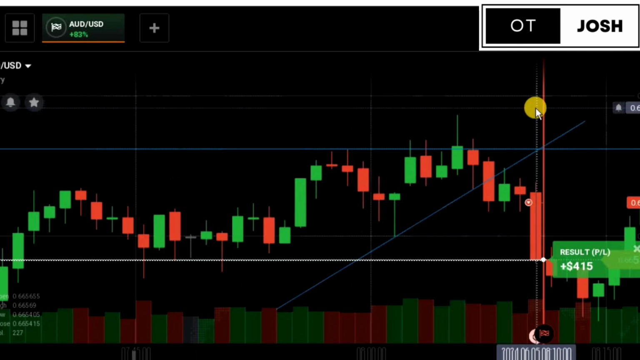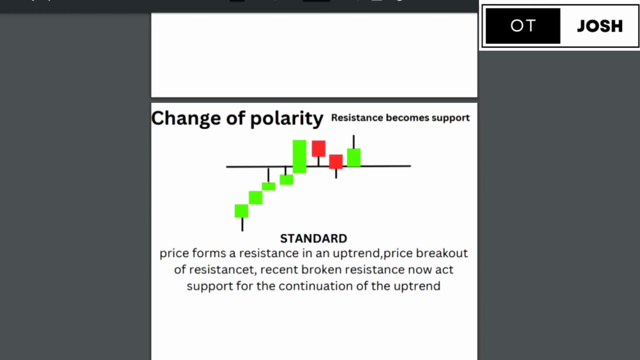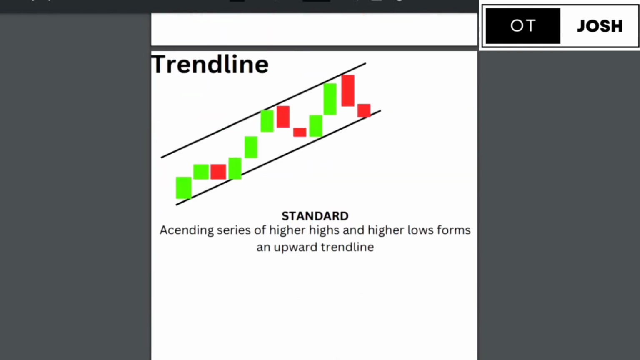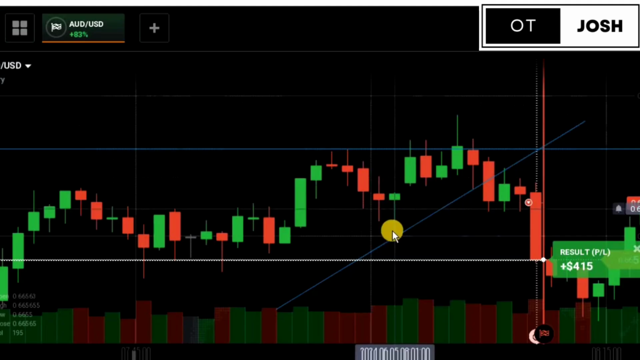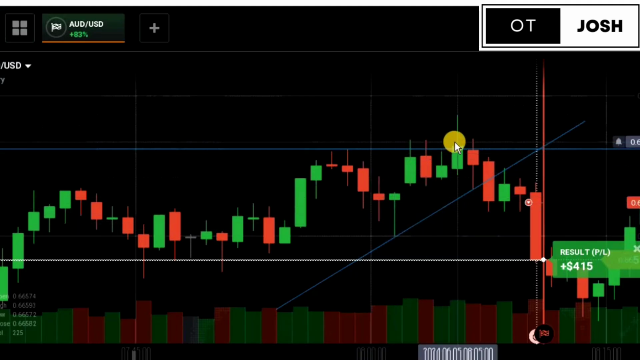So if this candlestick did not close inside this trend line, because this is the trend line, I just want to make this thing clear. This is the trend line. Okay, this is the trend line. An ascending series of higher highs and higher lows forms an upward trend line. Higher highs, look at the highs.